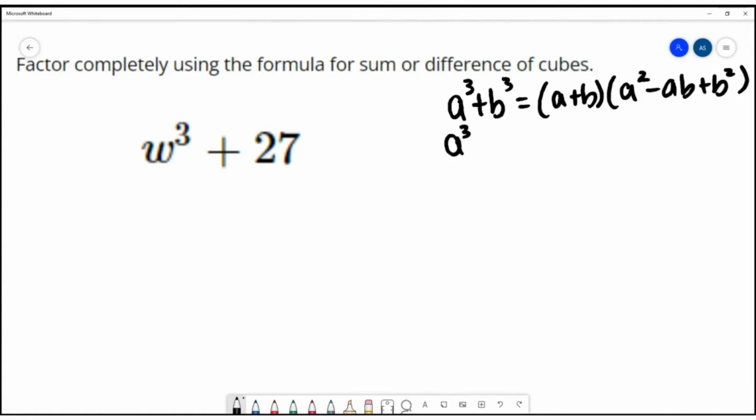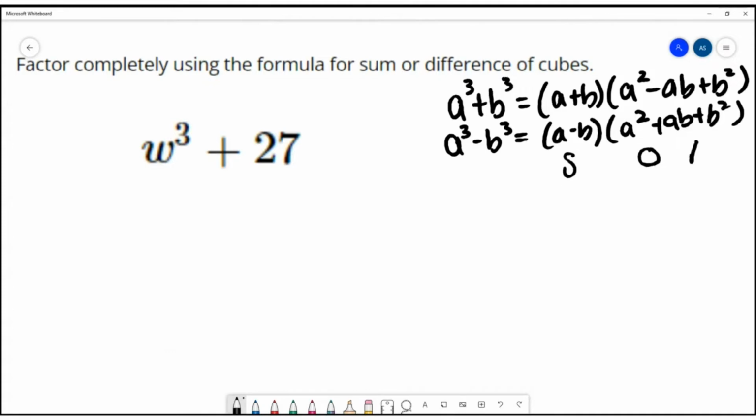The difference of cubes, a cubed minus b cubed, is a minus b times a squared plus ab plus b squared. Very similar formulas, just a couple differences in the pluses and minus signs. You can remember those with SOAP: same, opposite, always positive. So the first sign will be the same as the original, the next sign will be the opposite of the original, and the last sign is always positive.